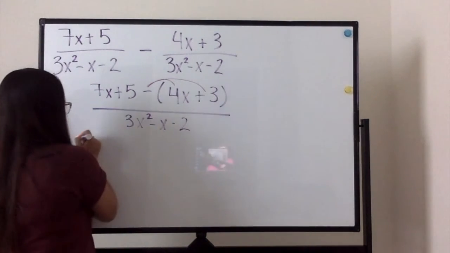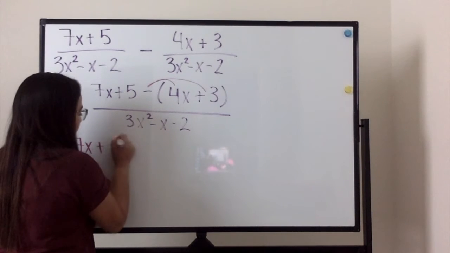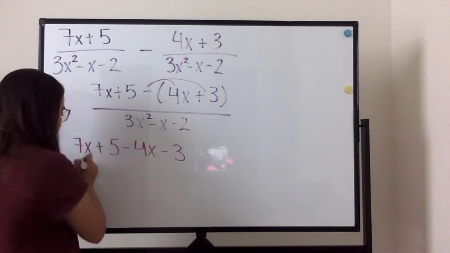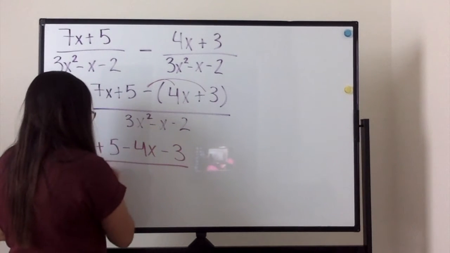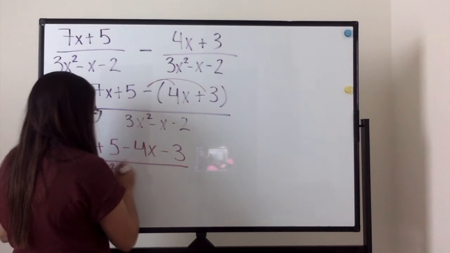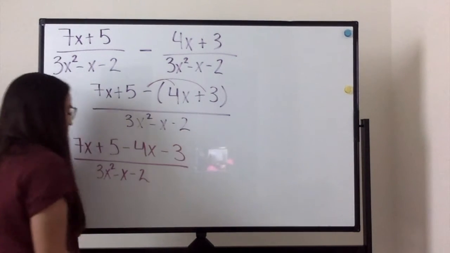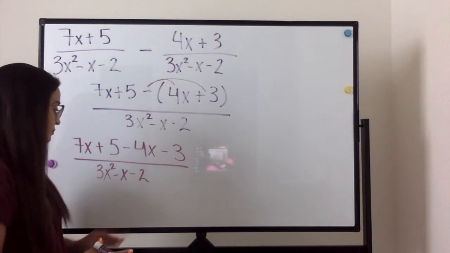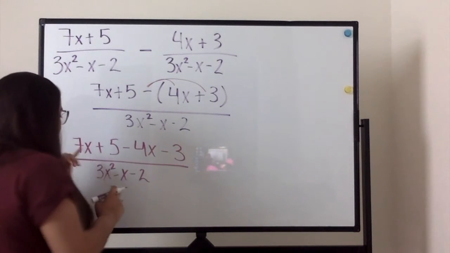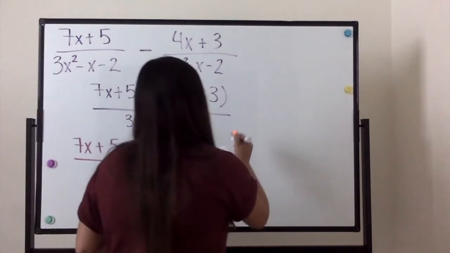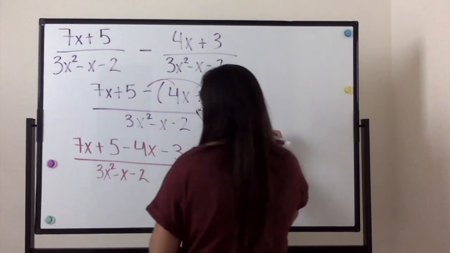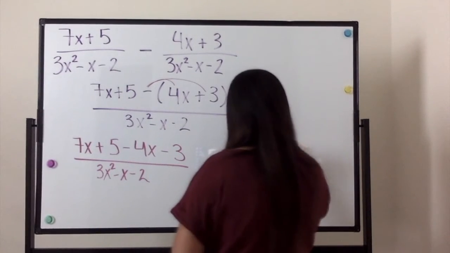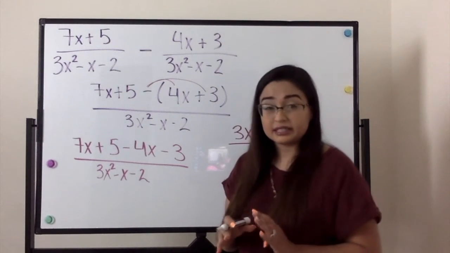So that means we're going to be left with 7x plus 5 minus 4x minus 3. Okay, we have distributed our numerator. So we're left with this. Now let's simplify that numerator. Combine like terms. We have 3x and a negative 4x. That gives us a 3x, and a 5 and a negative 3. That gives us a 2. Okay, that's about as factored as it can get.